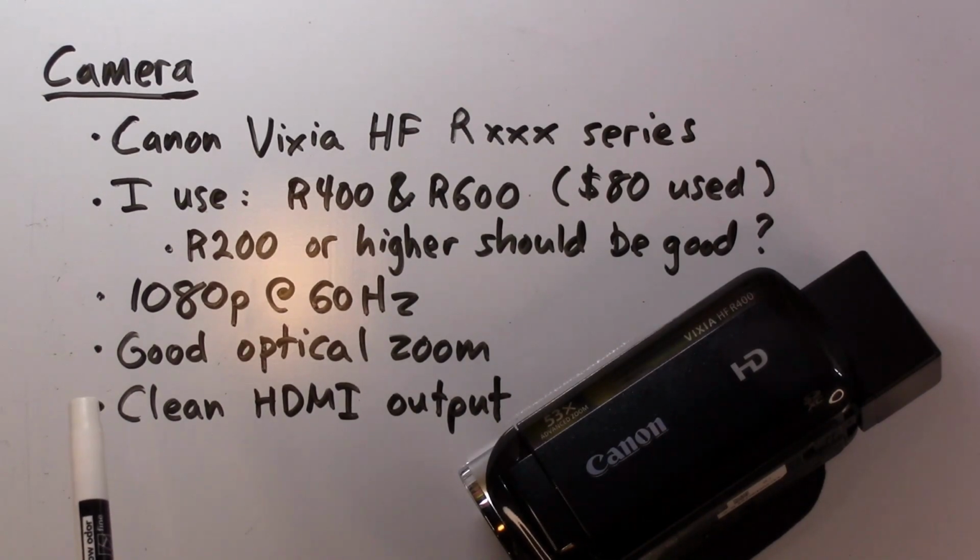And most importantly, they have clean HDMI output. So basically you can take the HDMI output from the camera, and as long as you disable the on-screen display, which you can do through the menu, the HDMI output is just what the camera is capturing, and you can just feed that into your HDMI capture card and then record your video that way. So it's a very straightforward workflow.